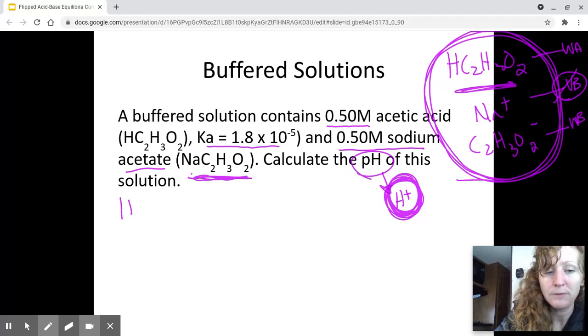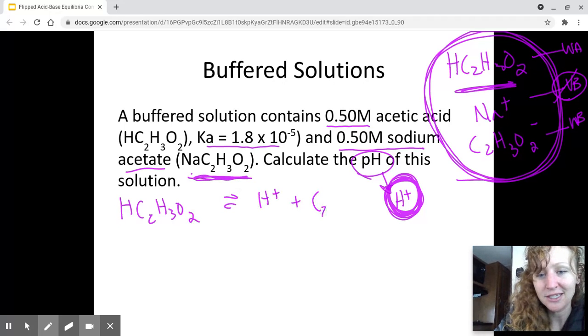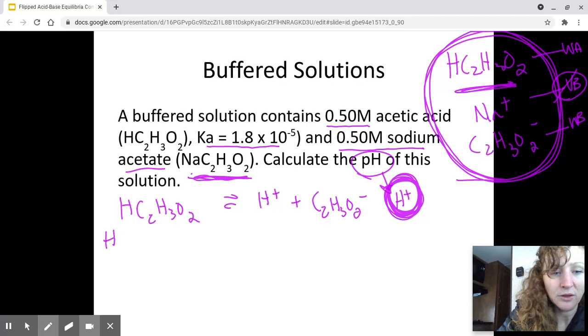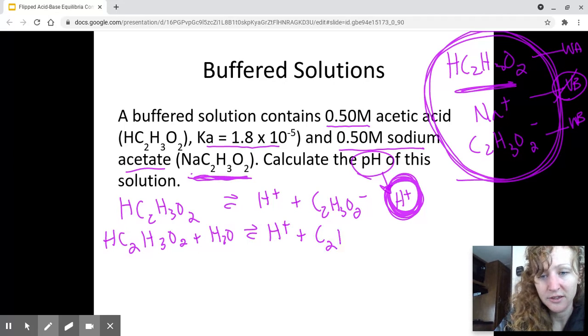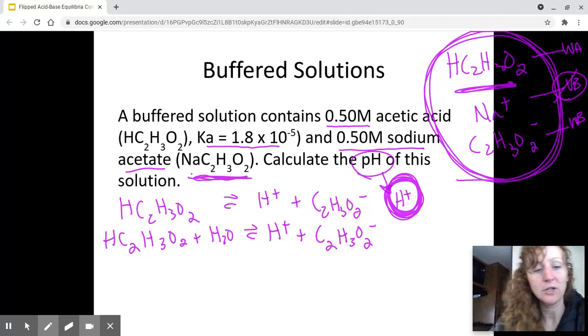So my reaction is going to be HC2H3O2, and you can write the dissociation reaction, C2H3O2 minus, or you can write the reaction with water. It doesn't matter which one you write because water does not affect the K equation. You can use either reaction.